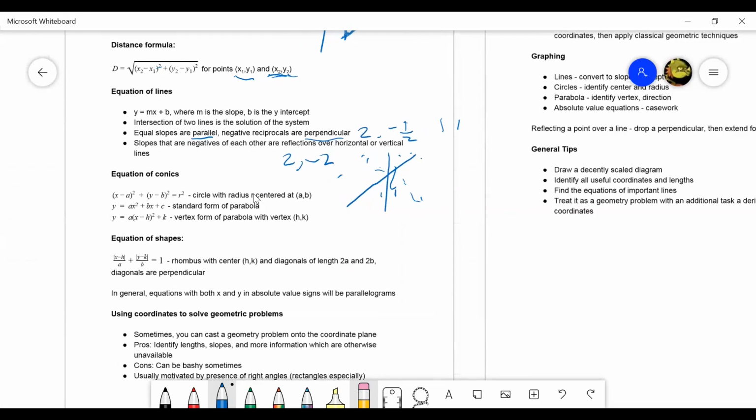So the most common conics that you'll see are going to be circles and parabolas. A circle is just an equation of the form (x minus a) squared plus (y minus b) squared equals r squared. And this is just a circle with radius r centered at (a, b). So if you see this equation or anything similar to that, just know that on a coordinate plane, it would be a circle.